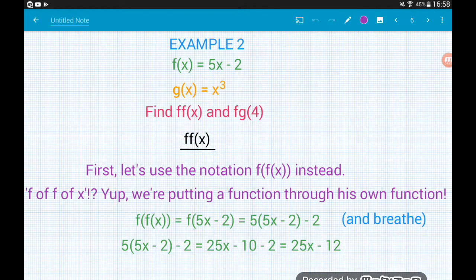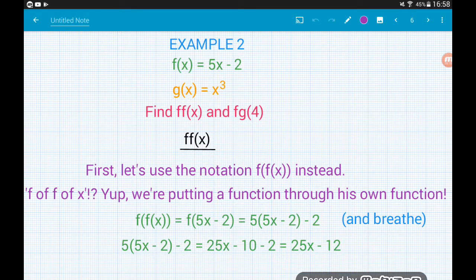Okay, example 2. f of x is equal to 5x minus 2, g of x is equal to x cubed. Find f f of x and f g of 4. So yes, for this first example, we can find a function of its own function.